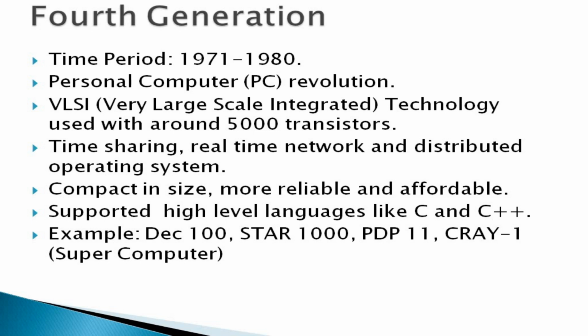It was compact in size, as we can see from the size of personal computers. They were very compact, more reliable and affordable, and very cheap compared to the previous generations. They supported high level languages like C and C++. Examples are DEC 100, Star 1000, PDP 11, and Cray 1. Cray 1 is a supercomputer which is known to be a very fast computer system.